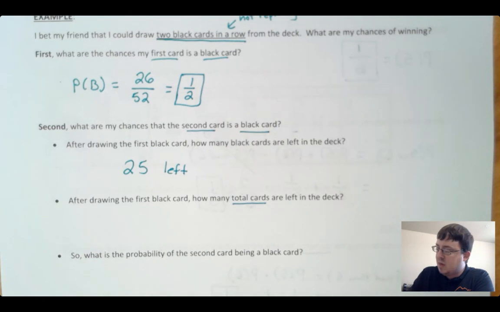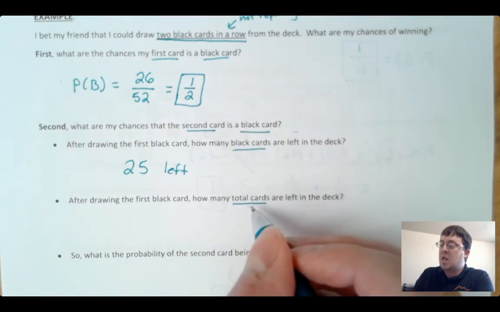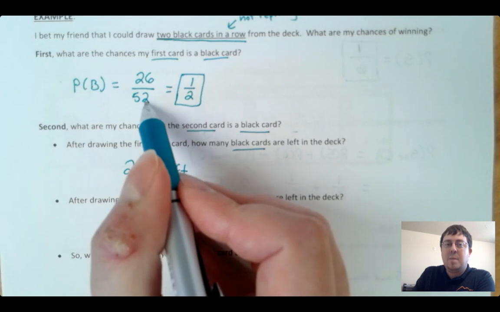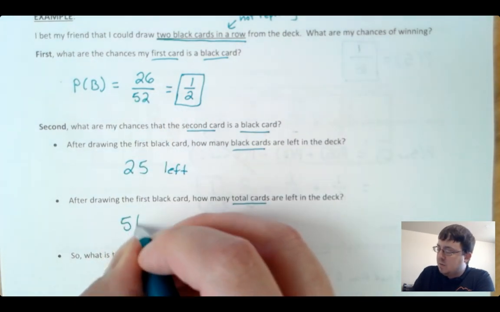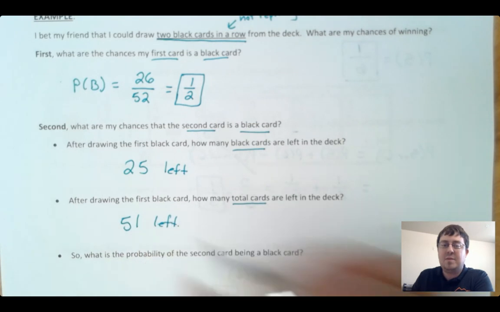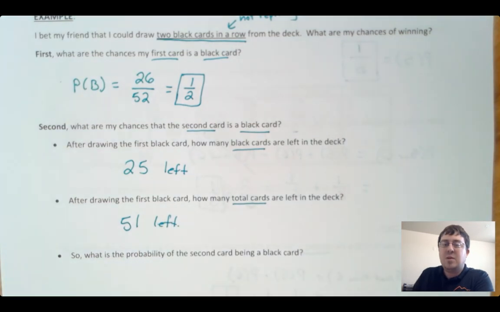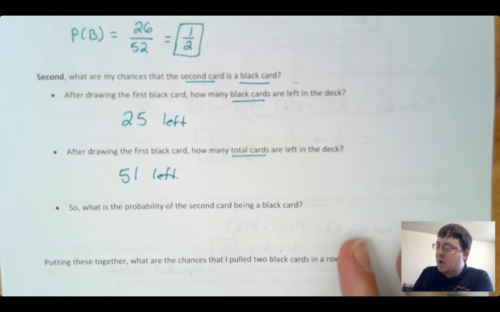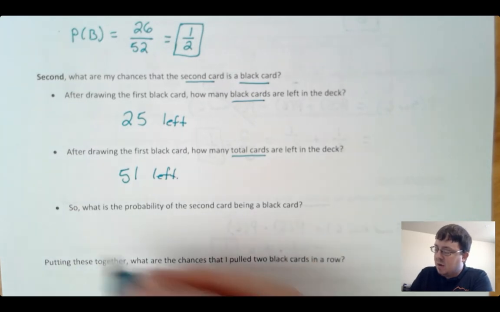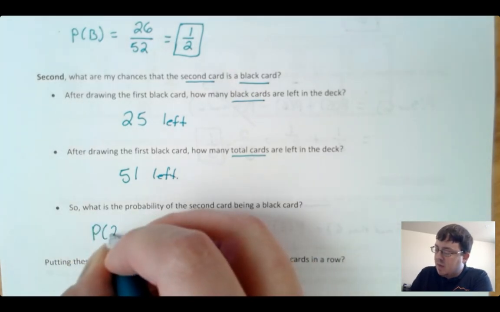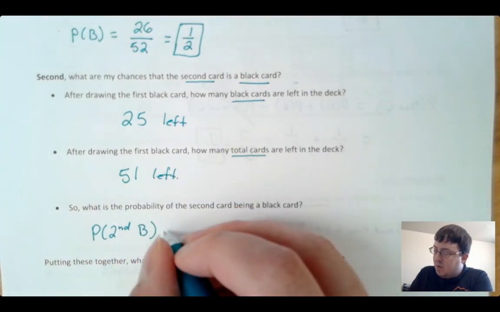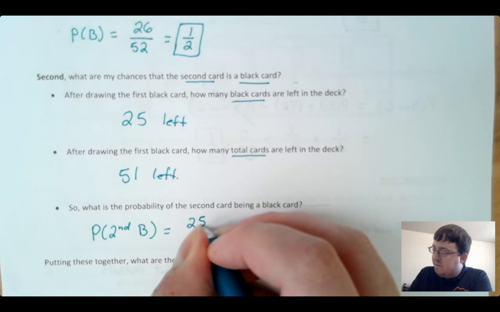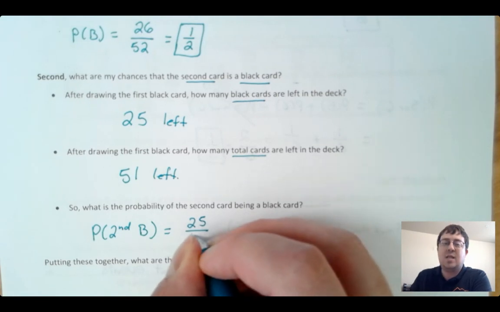After drawing the first black card, how many total cards are left in the deck? There were 52, but I drew one, so there's only 51 left. So then putting these together, what's the probability that I draw a second black card? Well, there are 25 options left out of 51 total cards in the deck.